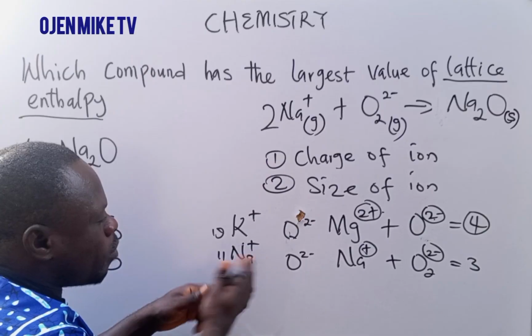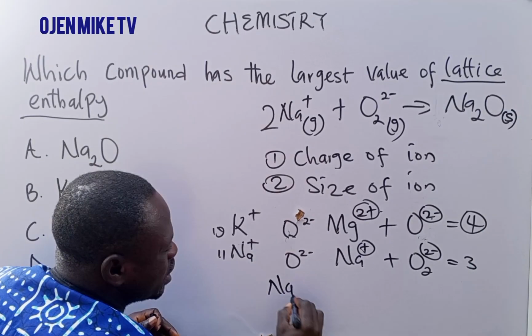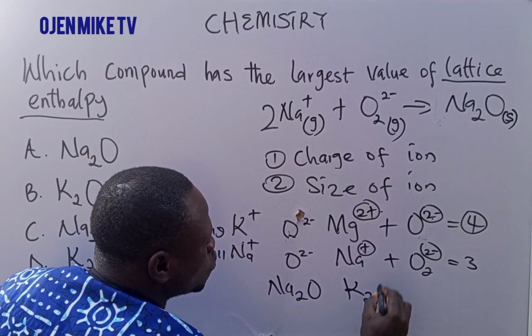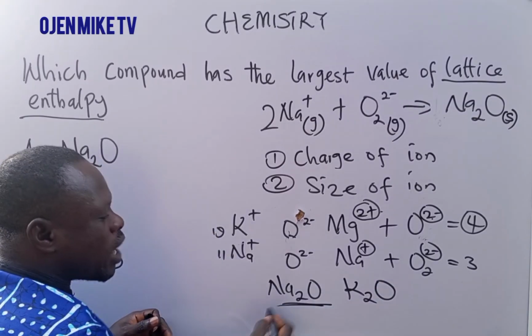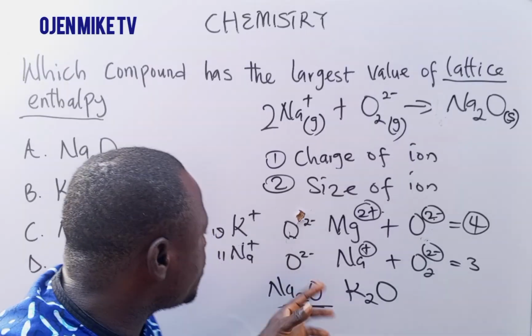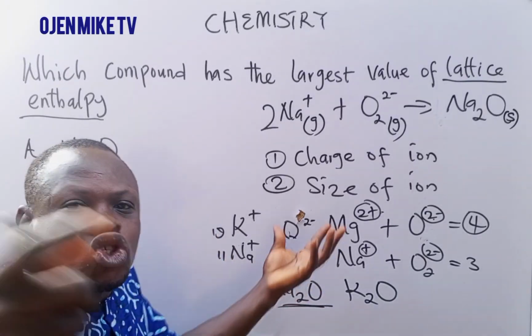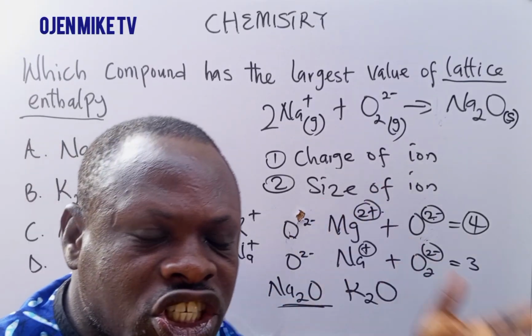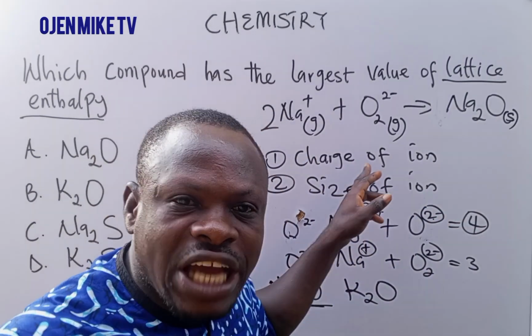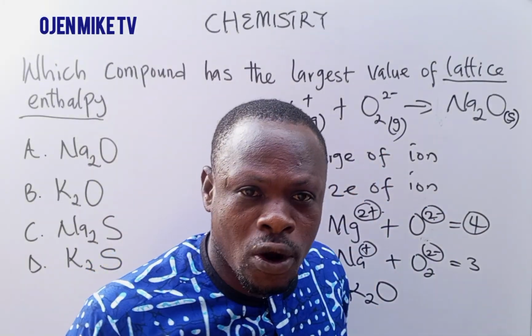So when the 2 things combine, for instance Na2O and K2O, this one will have a higher lattice enthalpy because the size is smaller. So there are two major factors. When you are considering lattice enthalpy, consider these two factors. Look at the charges. Now let's go back to our options.